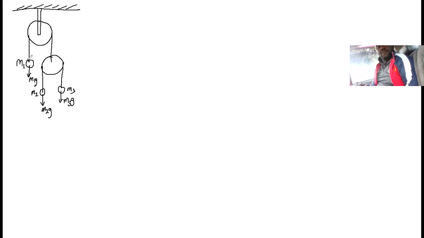Now a string moves from M1, passes over the fixed pulley. The fixed pulley can be rotating with acceleration A1. Then it comes and is attached to the axle of the movable pulley, which is accelerating at A2. But the string stops here. When that string stops there, it means this string has a tension T1. Then this other string passing over the movable pulley will have a different tension, which I can call T2.